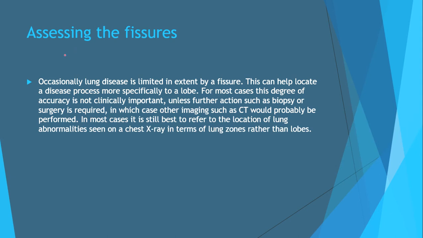Assessing the fissures. Occasionally lung disease is limited in extent by a fissure. This can help locate a disease process, more specifically to a lobe. For most cases, this degree of accuracy is not clinically important unless further action such as biopsy or surgery is required, in which case other imaging such as CT would probably be performed.